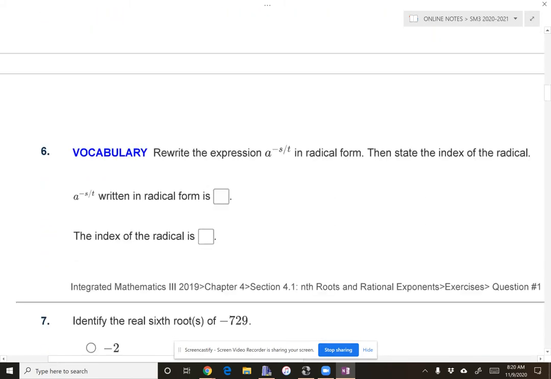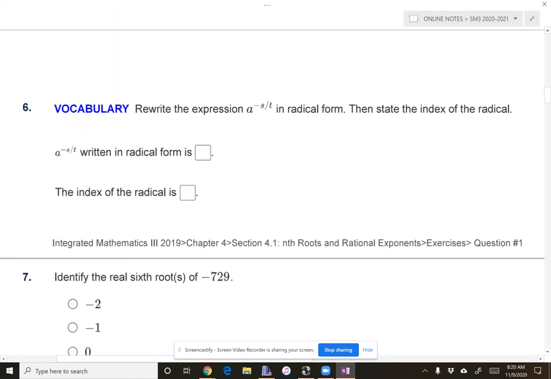Okay? Number 6 is a vocab. It says rewrite the expression a to the negative s over t in radical form, then state the index. Index is the root size, okay? In radical form is this. First thing, the negative puts it on bottom. And we have a to the t root, because root's on bottom, of a to the s. Okay?